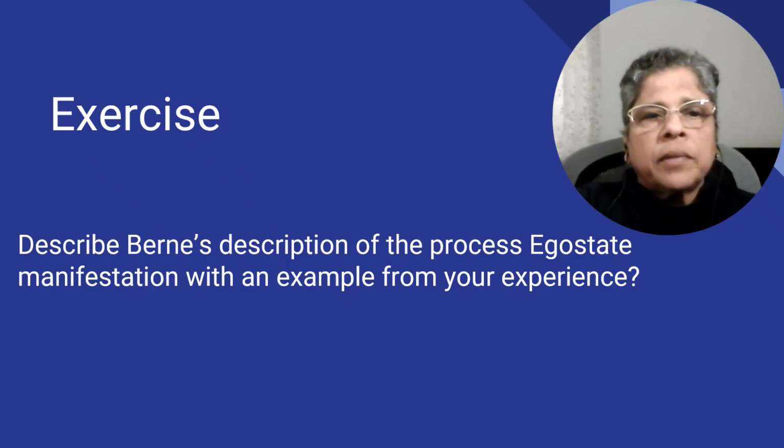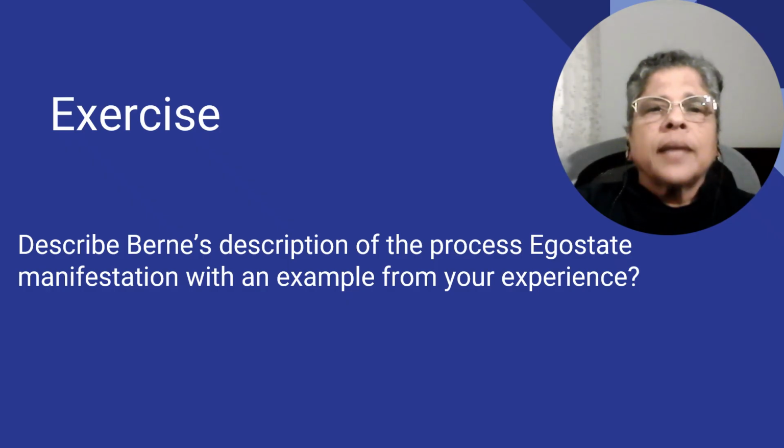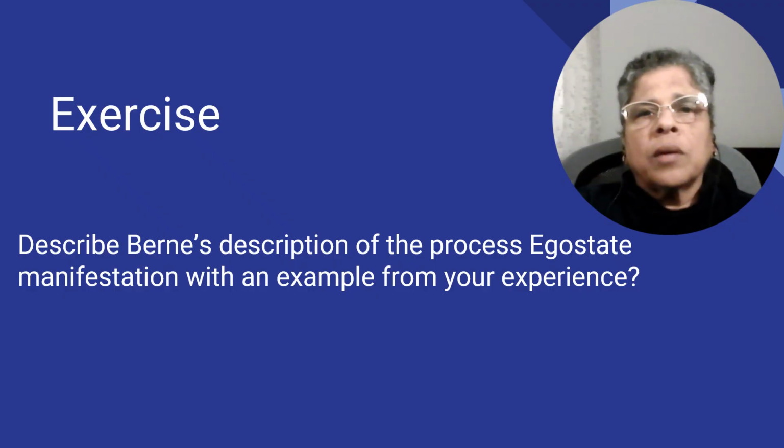Now stop the video and answer this question. Write it down. Please use some example from your life. Maybe your practice, or you have seen somebody else practicing as rational authorities and authoritarian authorities, and describe the dynamics. How Berne says that kind of multiple manifestations happen in the same ego state.